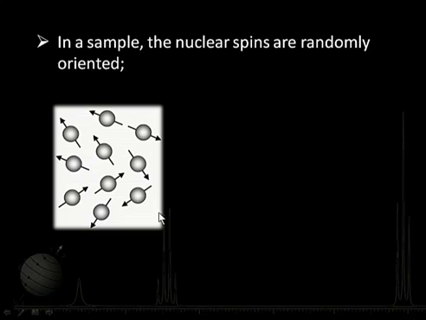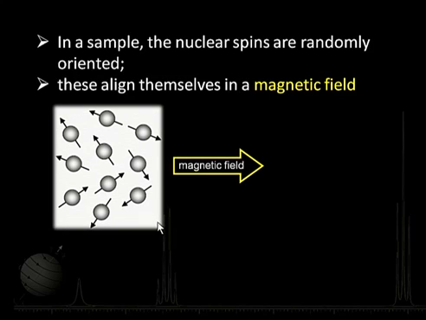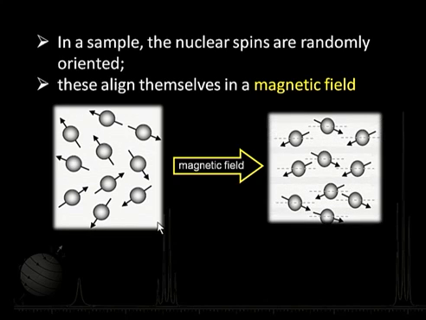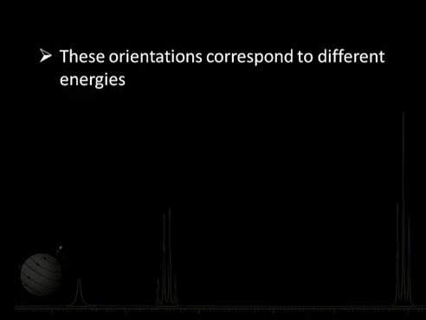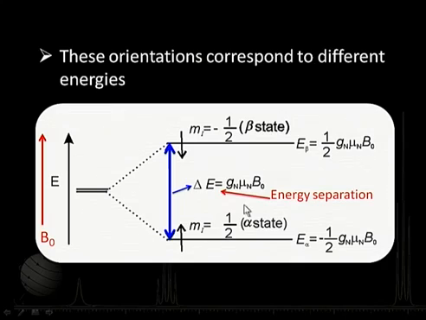Now comes our magnetic part of it. If I apply a magnetic field to this, these spins now start aligning themselves. They align either with the field or against the field, and these two orientations correspond to two different energies. That means we have applied the magnetic field, and in the presence of the magnetic field only, we are able to create two nuclear spin states there. One is the alpha spin state, one is the beta spin state. Alpha is lower energy, beta is higher energy, and this is the energy separation between the two.